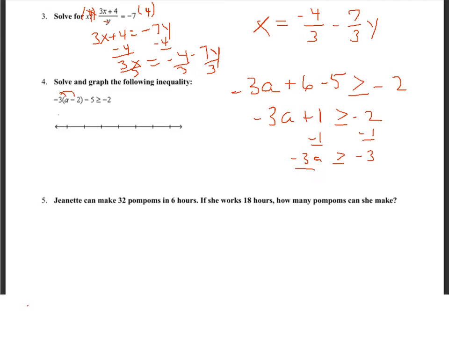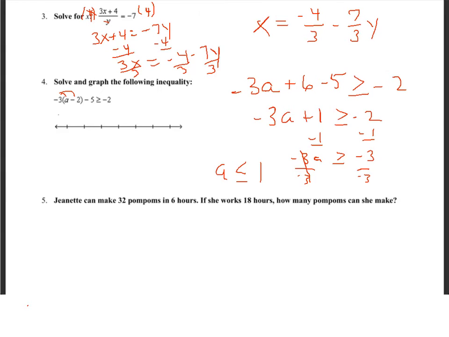And now I need to divide by negative 3. Divide this side by negative 3. Now remember, whenever we are doing inequalities and we have to divide by a negative at the end, we're going to switch this sign. These cancel, leaves me with a. Instead of greater than or equal to, it's going to be less than or equal to. Negative 3 divided by negative 3 is 1.